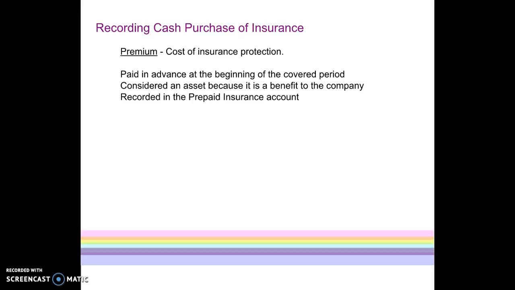Let's say, for example, we're going to record the cash purchase of insurance. We are notified that we owe the insurance company because we have to pay our premium, which is the cost of insurance protection. This is paid in advance at the beginning of the coverage period. It is considered an asset because it is a benefit to the company, and it is recorded in the prepaid insurance account. So all of this is review.